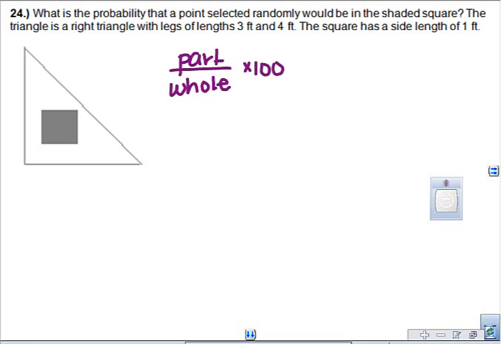So the triangle is a right triangle, so we have a 90-degree angle here, and the legs are 3 and 4. So area of the triangle will be our first step, and that's base times height divided by 2, or times 1/2. Base and height meet at the 90-degree angle, so that's 3 times 4 divided by 2 is 6. So the area, the whole, the entire thing is 6.